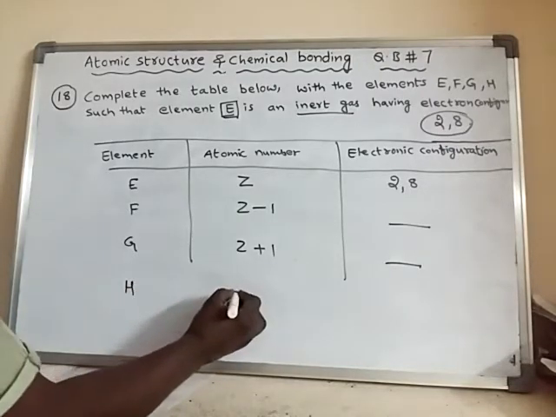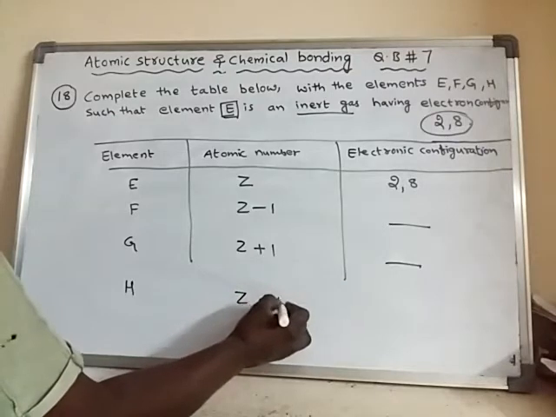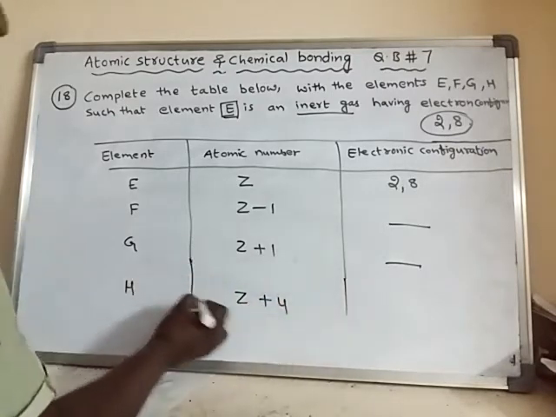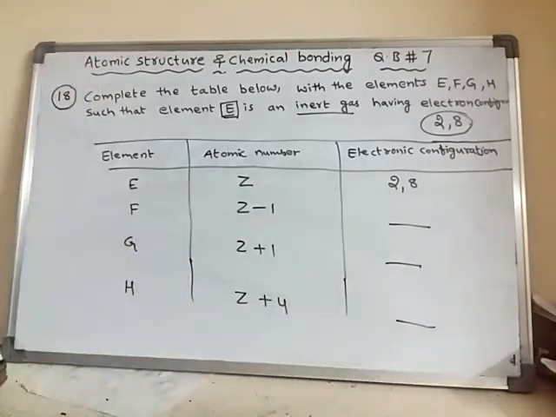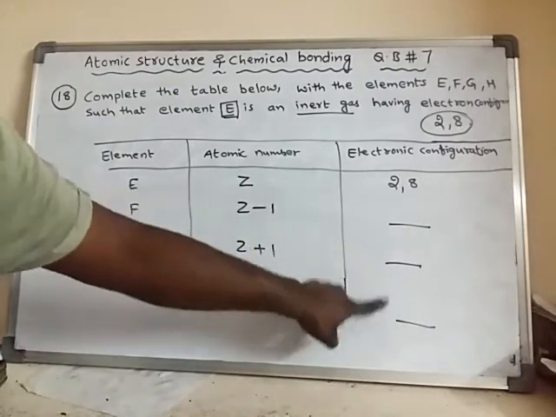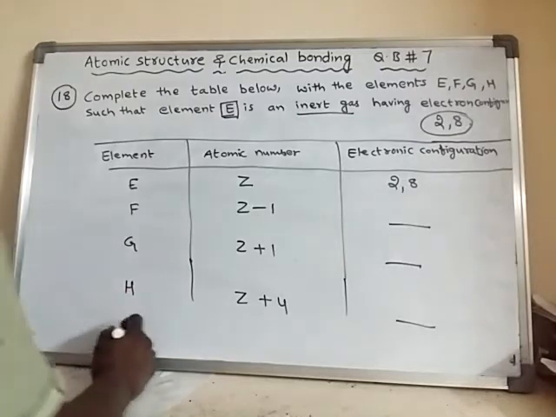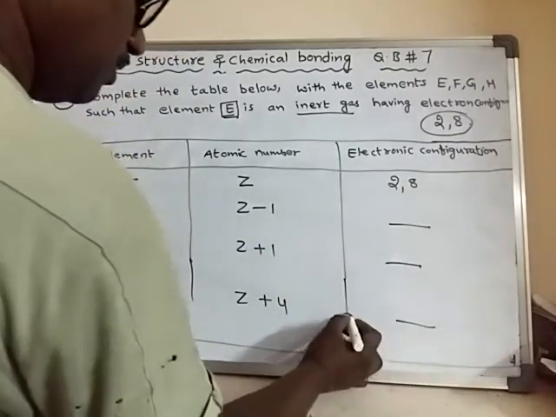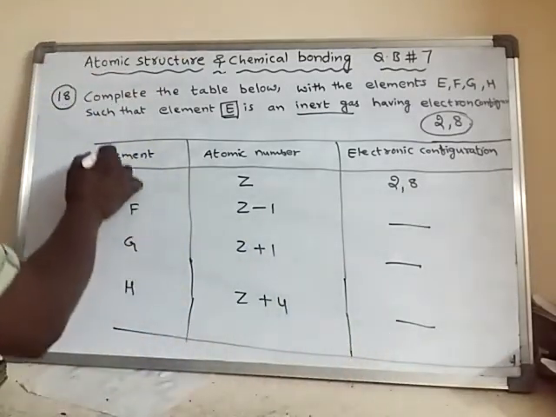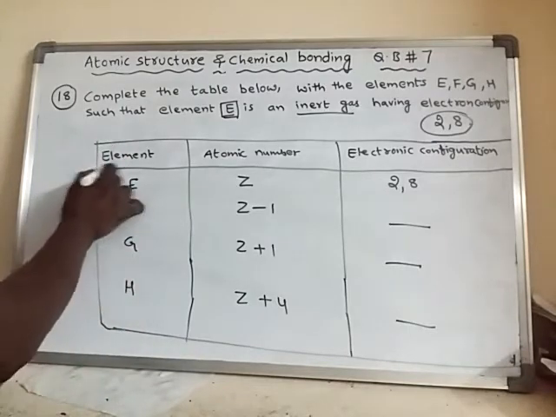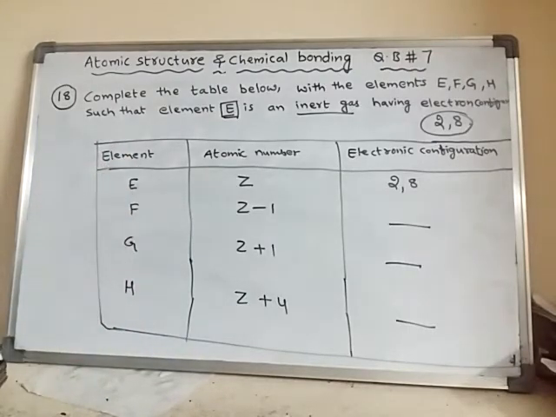and H is given as Z plus 4, and here also we have to fill the electronic configuration. So that means we have to fill the electronic configuration of F, G and H in this table. Okay, so this is a table and we have to write the electronic configuration.